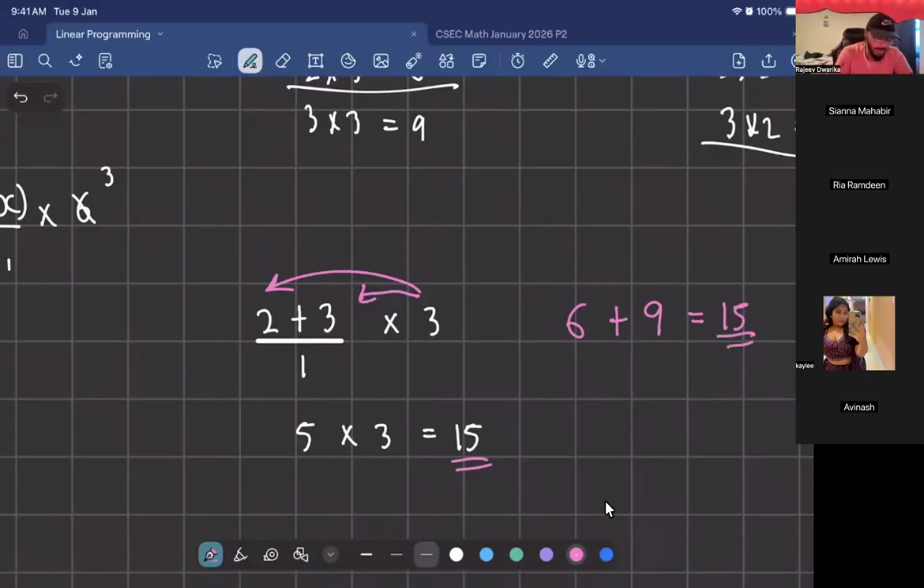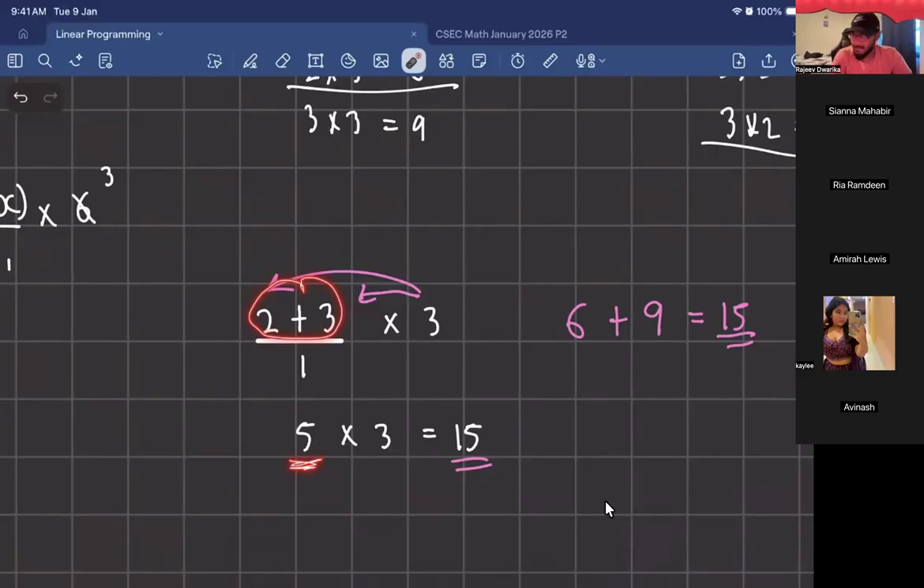Yes, sir. So let me ask that question. Check this: this 2 plus 3 was really what in disguise? 5. So, in other words, the 2 plus 3 was a whole term. It was an entire something. So if 2 plus 3 is a whole term, then if you're multiplying the whole term by 3, everything would have to be multiplied by 3. Every single thing.